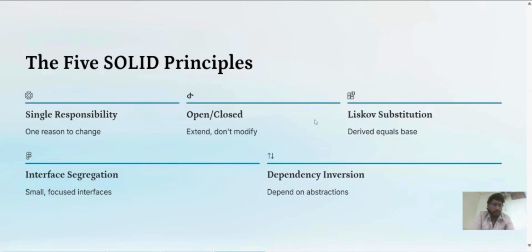One reason to change. A class should be used for only one purpose. Open closed: open for extension and closed for modification. If you need to extend your application or any methods, it's open, but we shouldn't modify the existing code. Liskov substitution: derived classes should be substitutable for their base class. It's like inheritance.